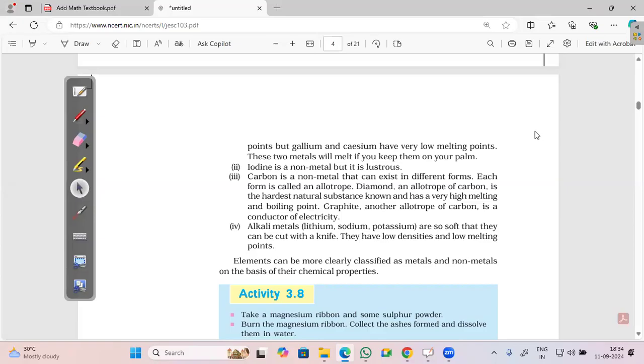Iodine is a non-metal, but it is lustrous. Carbon is a non-metal that can exist in different forms. Each form is called an allotrope, like diamond and graphite. Diamond is hard, whereas graphite is a good conductor. Alkali metals like lithium, sodium, potassium are so soft that you can cut them with a knife.